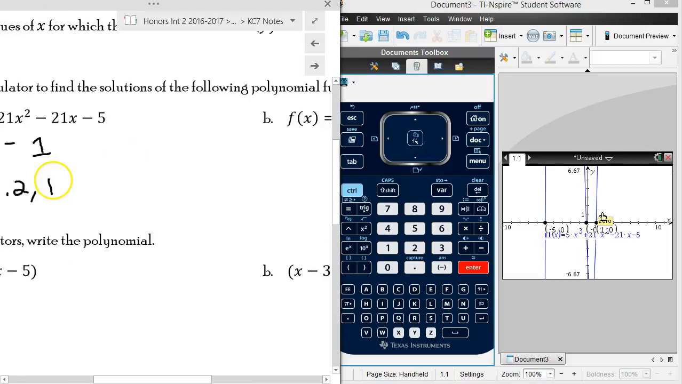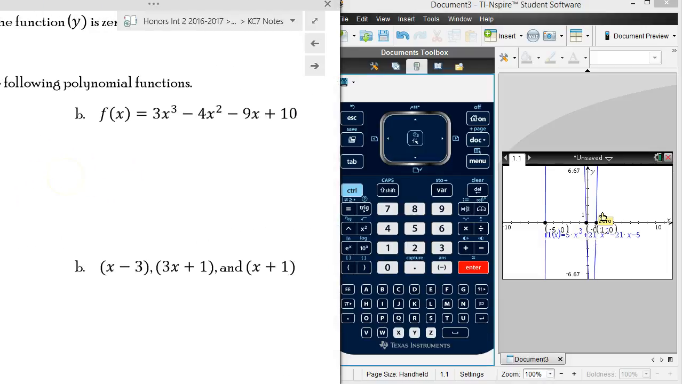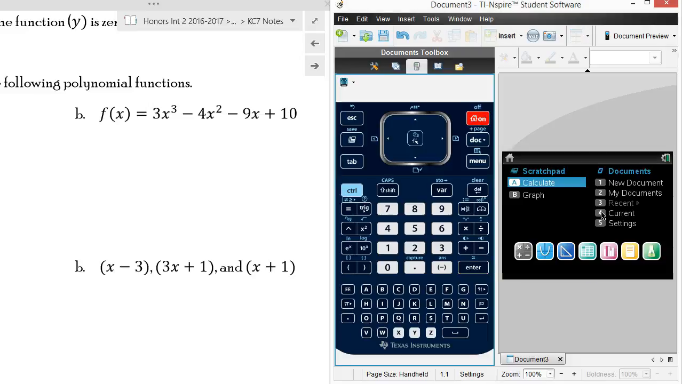Looking at the next example, I'm actually going to show you a different way. So that is our first way, you can graph it. That works on any graphing calculator. Our second way will only work on the TI Nspire. If you have like the 84, just use the graphing method.